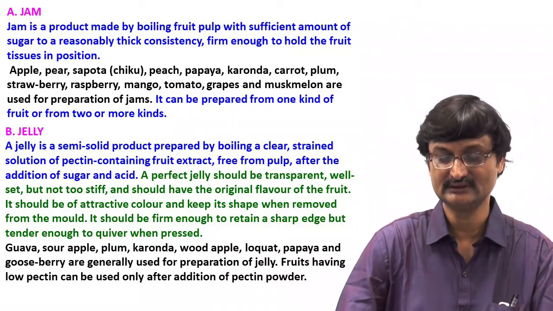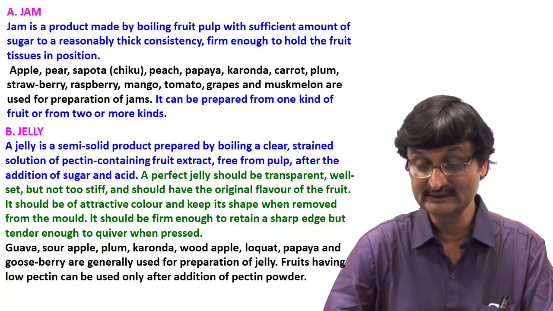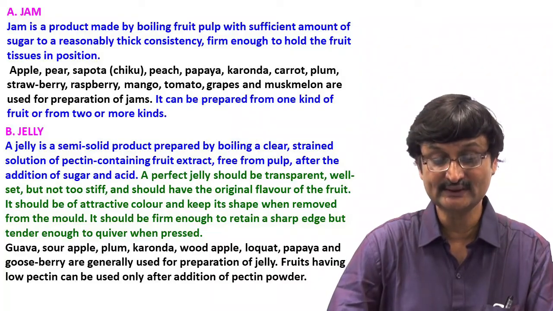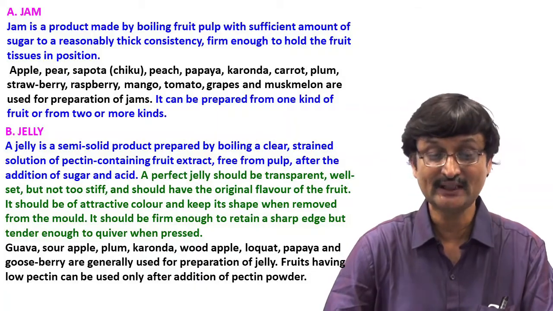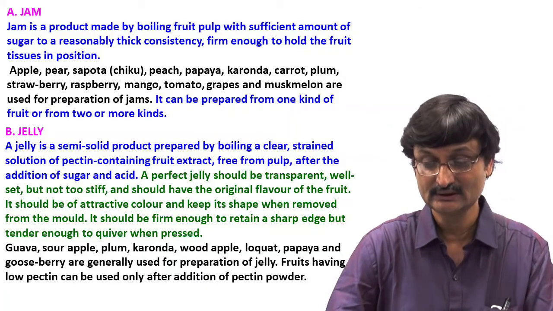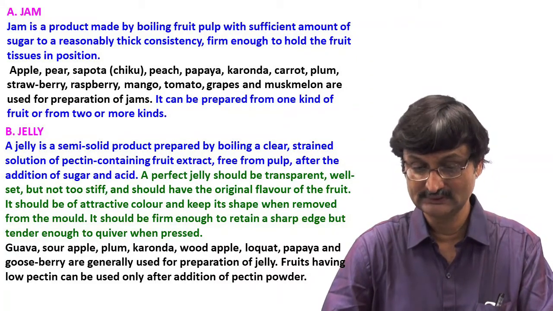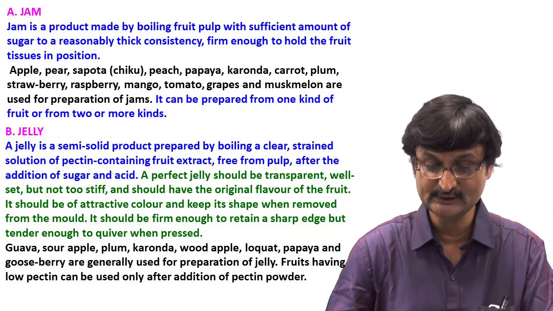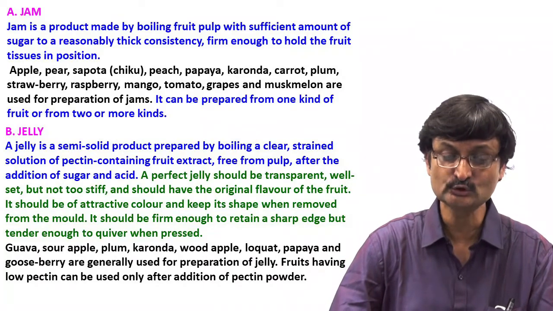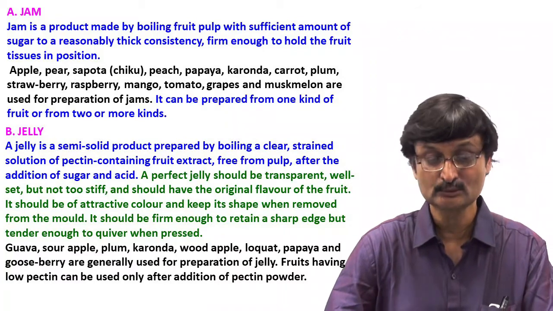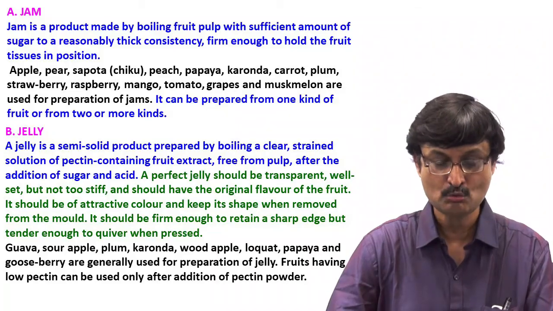Now, qualities of jelly. What should be the quality of jelly? These are needed. A perfect jelly should be transparent, well set but not too stiff, and should have the original flavor of the fruit. It should be of attractive color and keep its shape when removed from the mold. It should be firm enough to retain a sharp edge but tender enough to quiver when pressed. These are the qualities of good jelly.